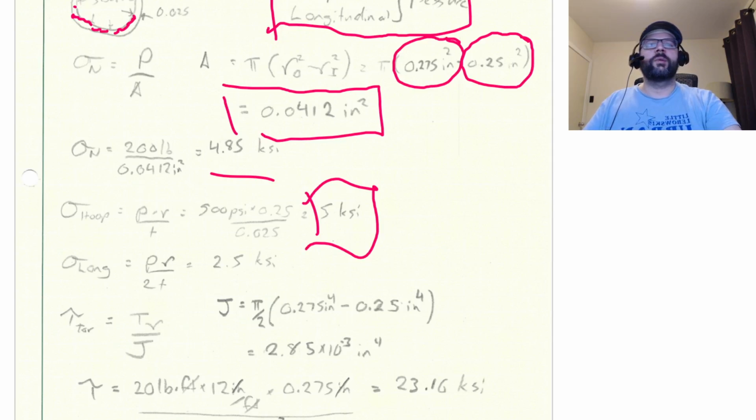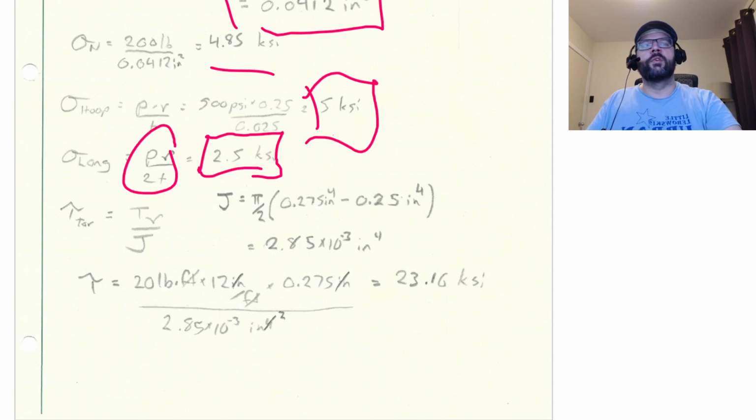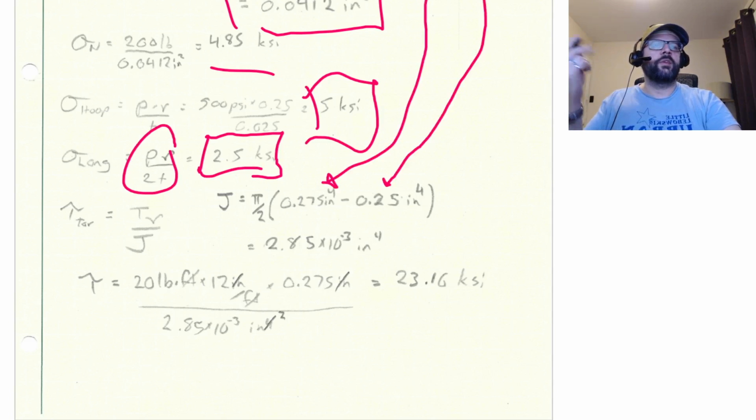Next are shear stress. So we're going to need to figure out what J is for this. So again, J is going to be pi over 2 times the outer radius to the fourth minus the inner radius to the fourth. So plug in those numbers, you end up getting 2.58 times 10 to the negative 3 inches to the fourth. So then we can use that.